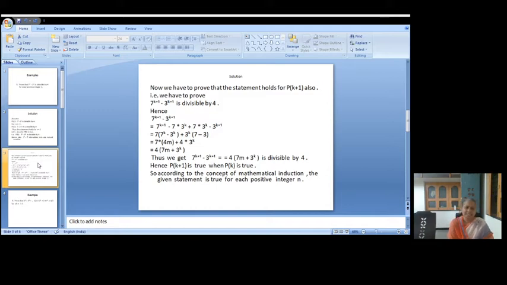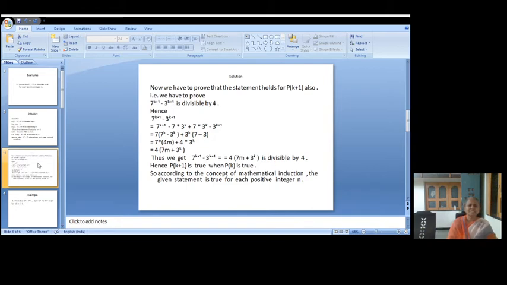And hence we say that P of k plus 1 is also true whenever P of k is true. And therefore, according to the concept of mathematical induction, we say that the given statement, that is 7 raised to n minus 3 raised to n, is divisible by 4. That is, the statement is true for each positive integer n.